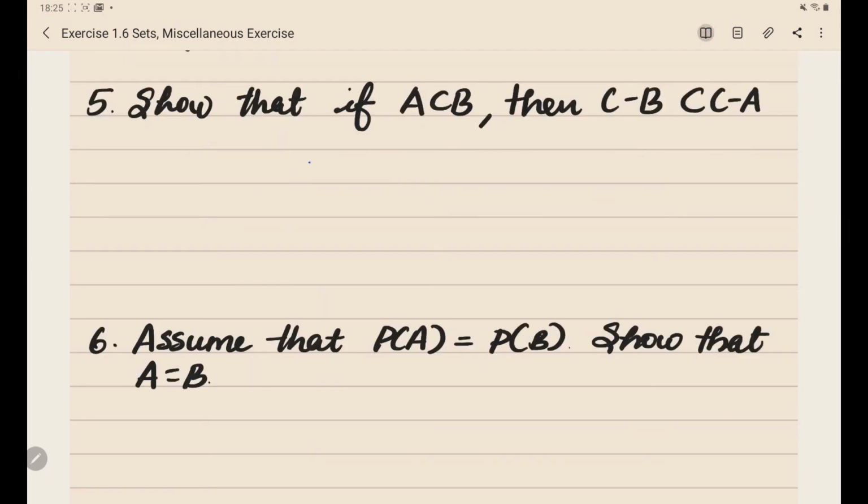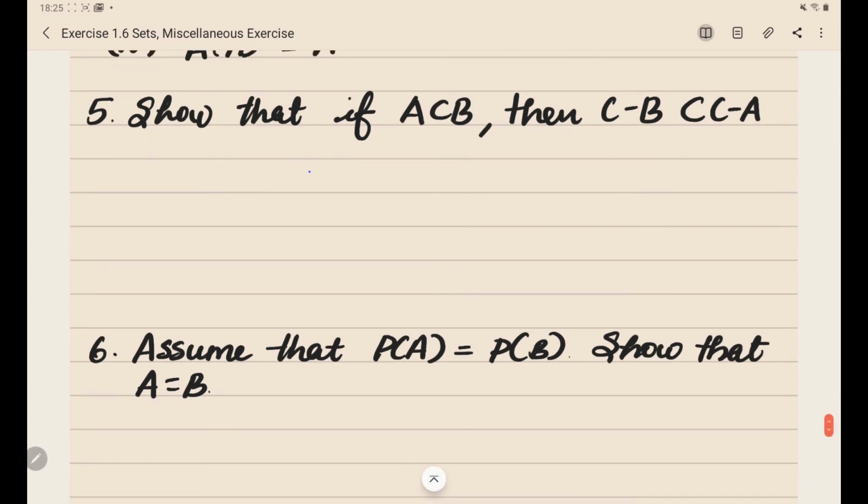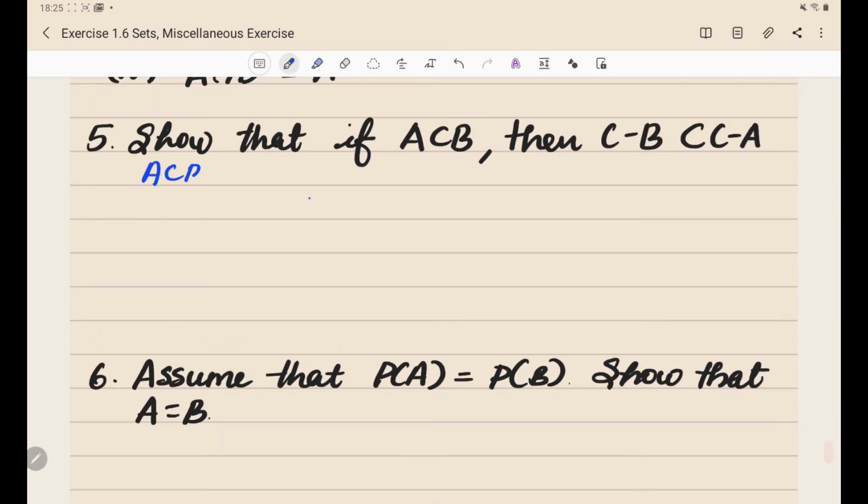Show that if A is a subset of B, then C minus B is a subset of C minus A. We know that A is a subset of B. Okay, we need to prove that C minus B is a subset of C minus A. For that, let's consider an element x which belongs to C minus B.